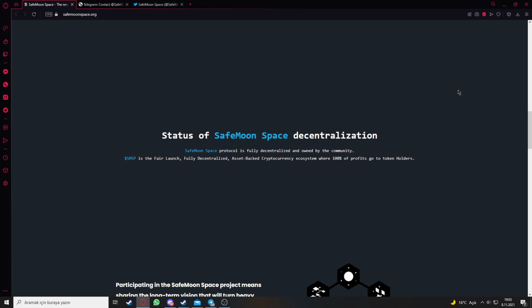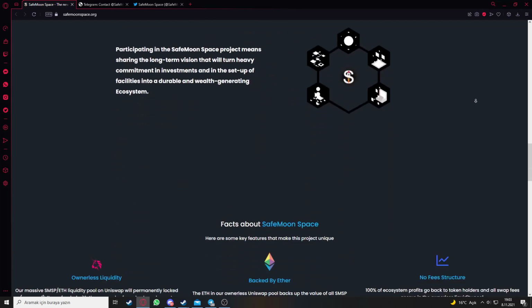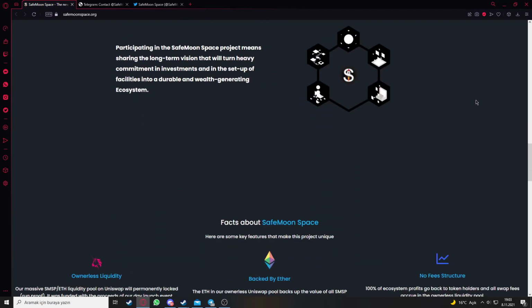Status of SafeMoon Space decentralization. The SafeMoon protocol is fully decentralized and owned by the community. SMSP is a fair launch, fully decentralized, asset-backed cryptocurrency ecosystem where 100% of profits go to token holders. There is no burning or selling there. Participating in the SafeMoon Space project means sharing the long-term vision that will turn heavy commitment in investment and in the setup of facilities into a durable and wealth-generating ecosystem.